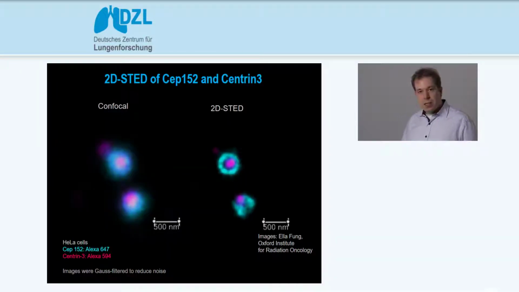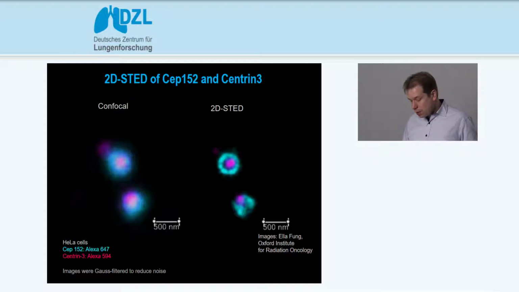One example is STED microscopy, and here you can see a 2D STED image of a centriole. This is a tiny part, 500 nanometers inside the cell, and we've labeled two proteins with fluorescent markers, CEP152 and centrin 3. In the confocal image you can see that they're slightly displaced, but only in the STED image, with a resolution of less than 50 nanometers, can we really see how they are localized in space, and also see that CEP152 has a 9-fold symmetry.